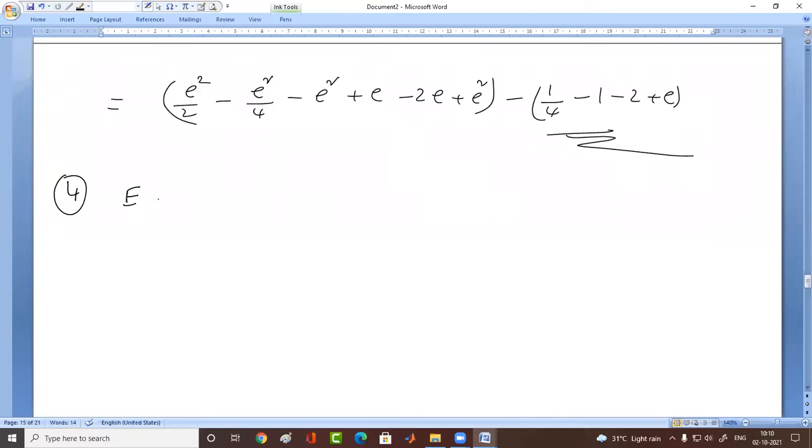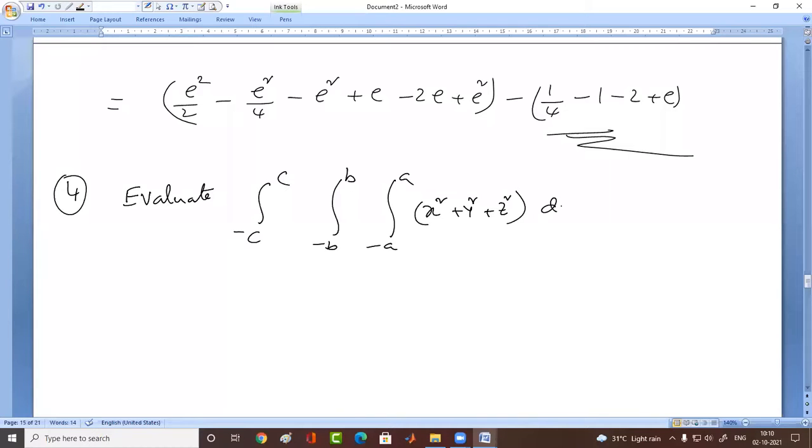Evaluate. A very simple question. I will take up another simple question: integral from minus c to c, integral from minus b to b, integral from minus a to a of x square plus y square plus z square dx dy dz.